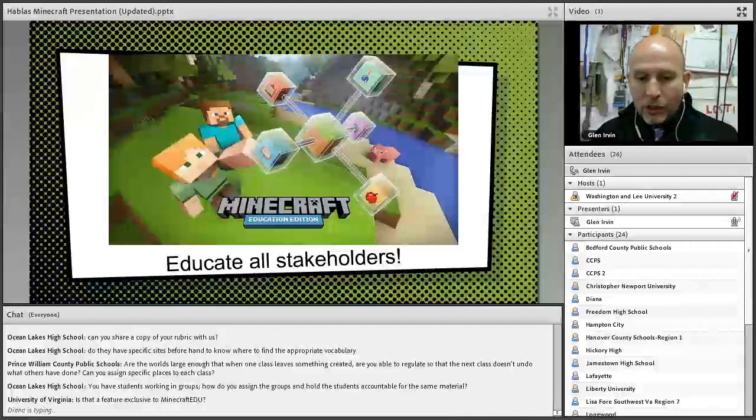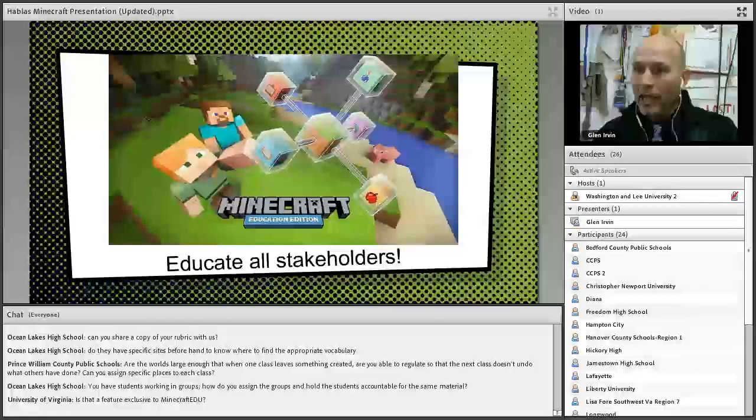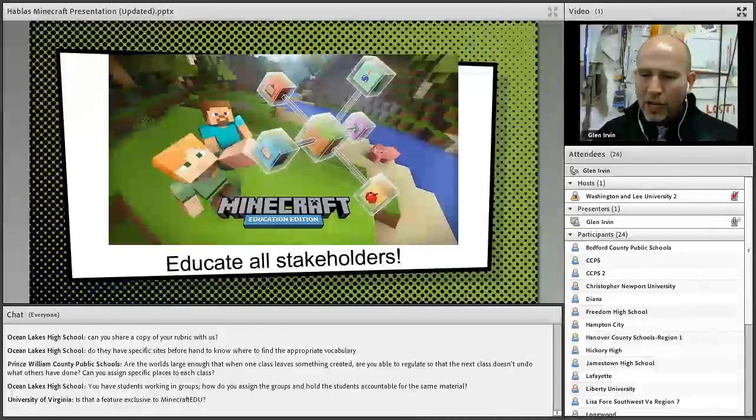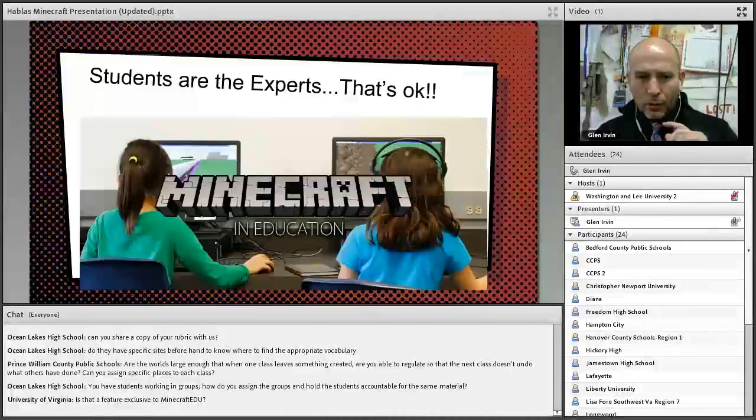Is that a feature exclusive to Minecraft EDU? Yes. No, I don't want to say that. The freezing and the teleporting, I think you can do it in the vanilla version, but it's more complex. In the education version, there's an interface for a teacher, and you press a button and it freezes students. Their name is on there, boom, you freeze them, and it's super easy to transport them too. So just so you have an idea, yes. Cool, I'll keep going.